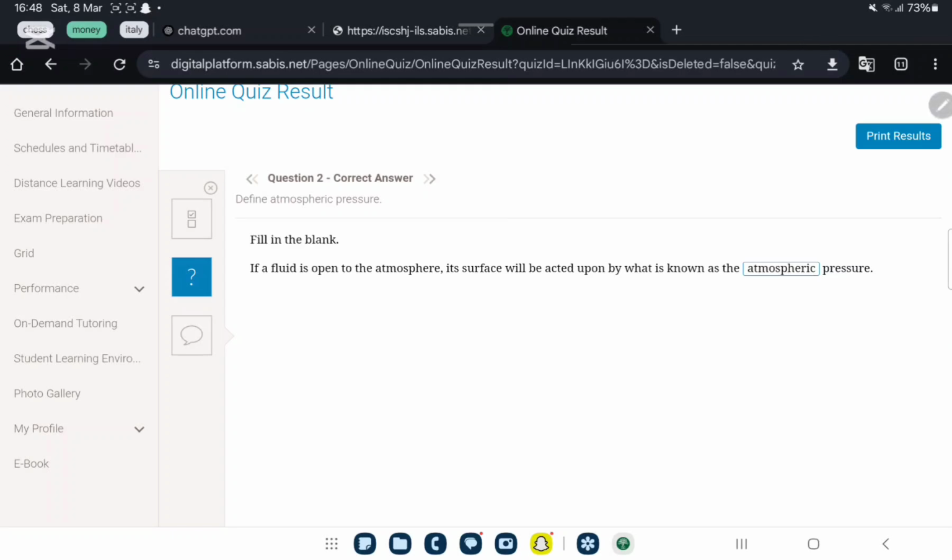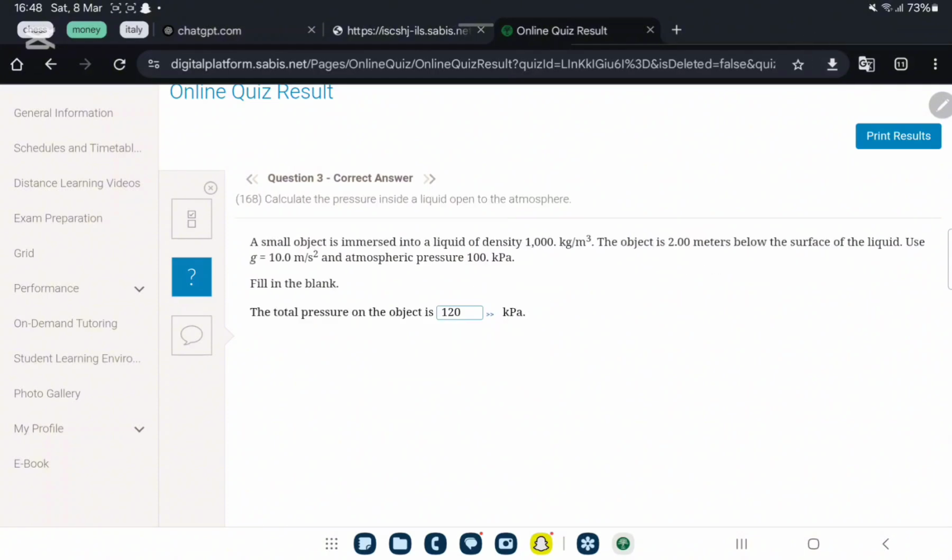This whole quiz is memorizing theoretical stuff. If a fluid is open to an atmosphere, you have a fluid here. The surface is acted upon by what is known as atmospheric pressure. There will be pressure from here, and this is ATM pressure, atmospheric pressure. A small object is immersed into liquid of density 1000 kilograms per meter cube. The object is 2 meters, density 1000, and G is 10, and atmospheric pressure 100 kilopascals, so 100,000 pascals.